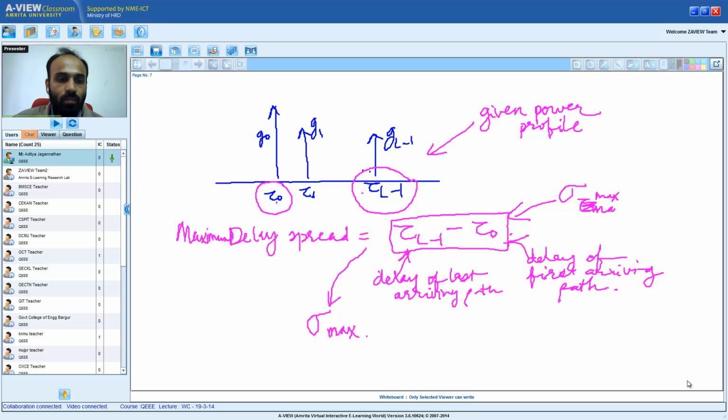Okay, this is the spread of time over which different multipath components are arriving. So this is the maximum delay spread.